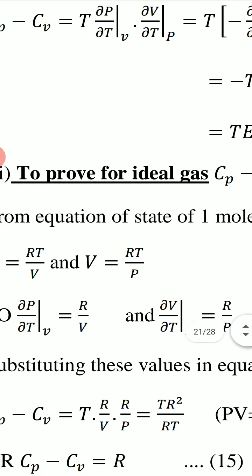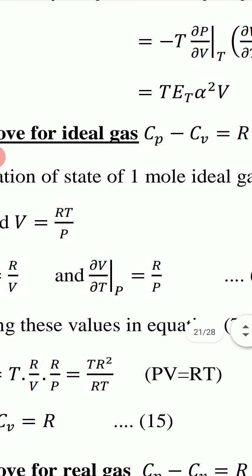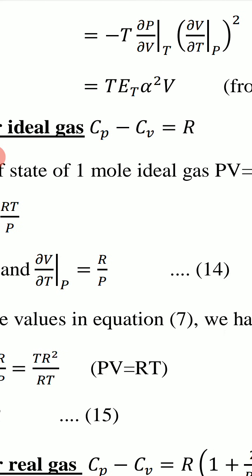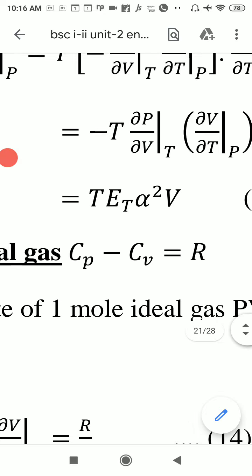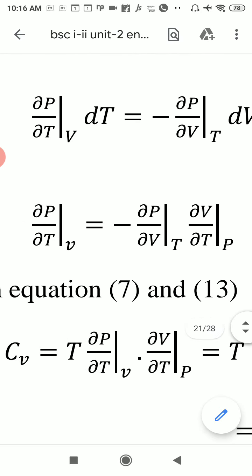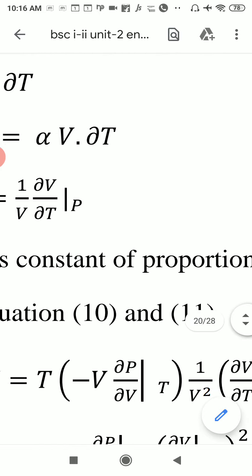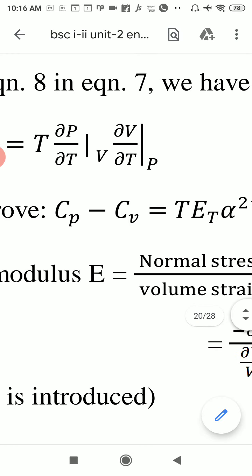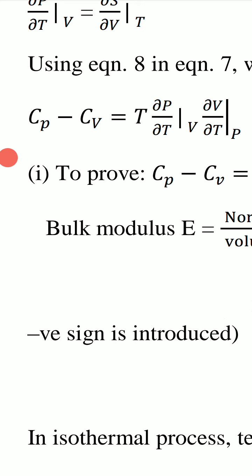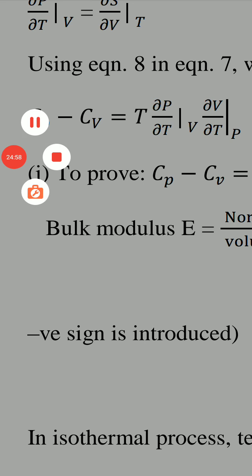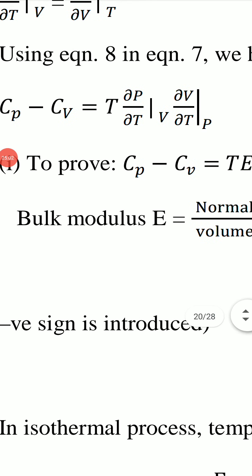Now we want to find the value of Cp minus Cv for ideal gas, and we will prove that for ideal gas Cp minus Cv equals R. For this we will use this relation: Cp minus Cv equal to T (∂P/∂T) at constant V into (∂V/∂T) at constant P, and we put the values of ∂P/∂T at constant V and ∂V/∂T at constant P in this relation.